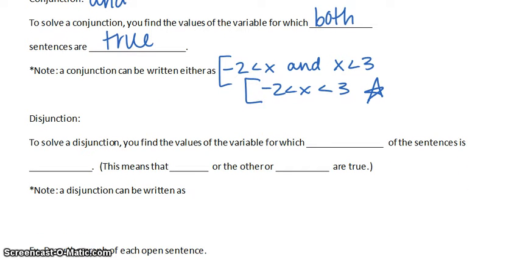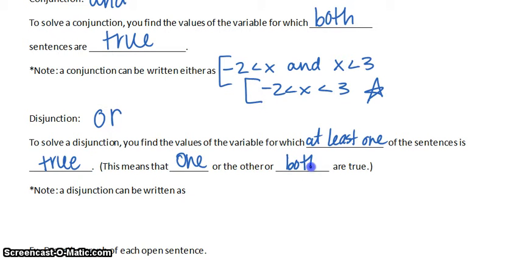Now, disjunction. Hopefully you've guessed it, it's or. So when they have or, it has to be one or the other. To solve a disjunction, you find the values of the variable for which at least one of the sentences is true. So that means, this is a shorter way to say it, one or the other, or both are true. So at least one, but both of them could be true.